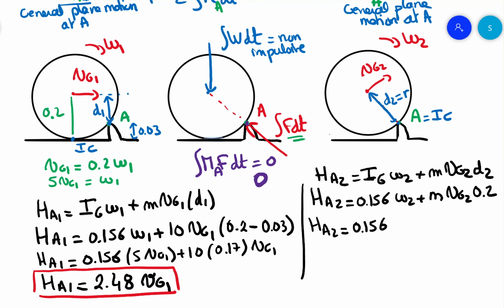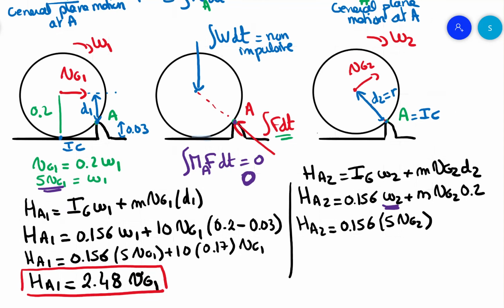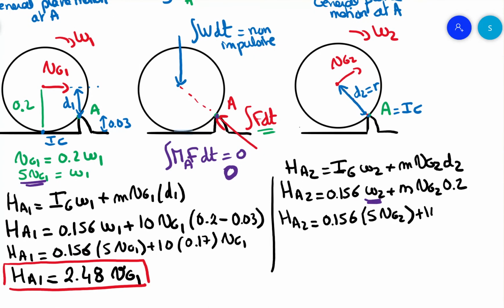We will replace omega 2 by 5 VG2, plus 10 times VG2 times 0.2. So we got HA2 equal to 0.156 times 5 plus 10 times 0.2. This is 2.78 VG2.